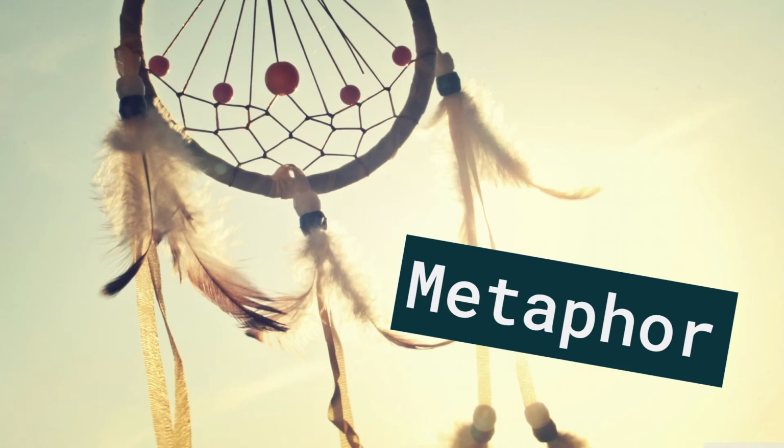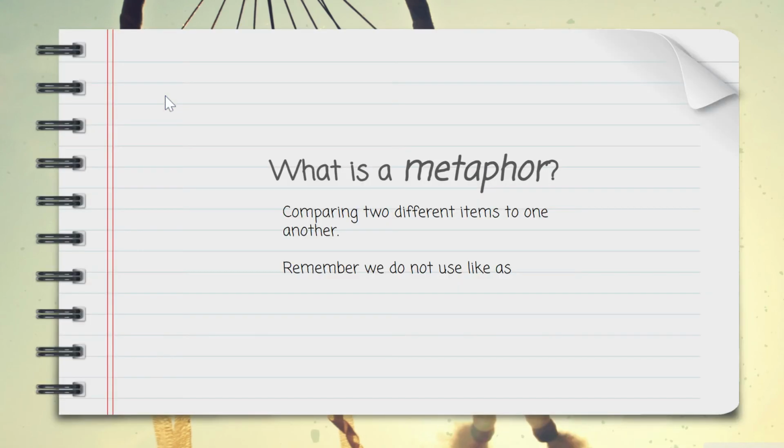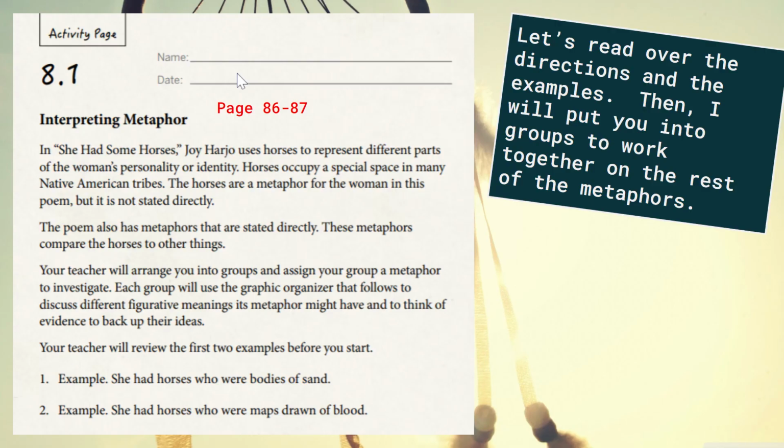All right, leaders. So in this station, we are going to take a look at metaphors. Remember that a metaphor is when we are comparing two different items or things to one another, and we are not using those words like or as. Throughout the poem, She Had Some Horses, there are lots of metaphors used. We're going to open up to page 86 and 87, where we are going to do some work analyzing metaphors.